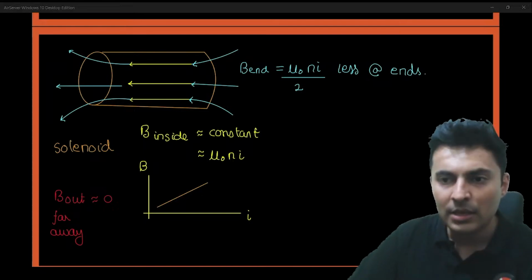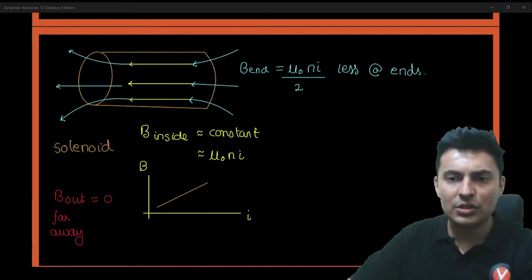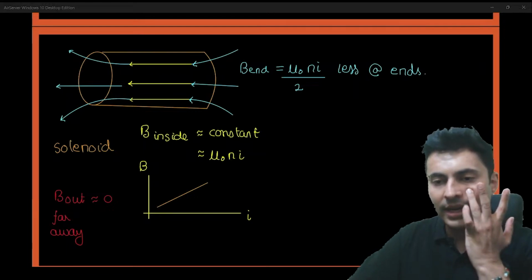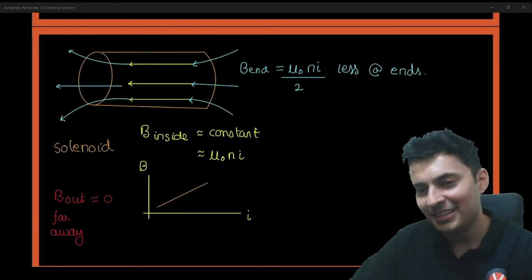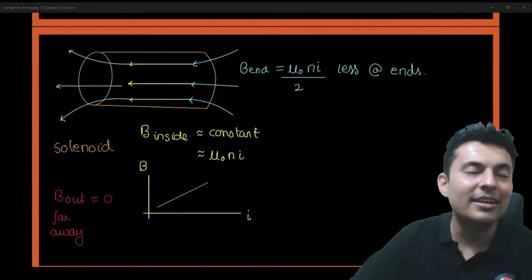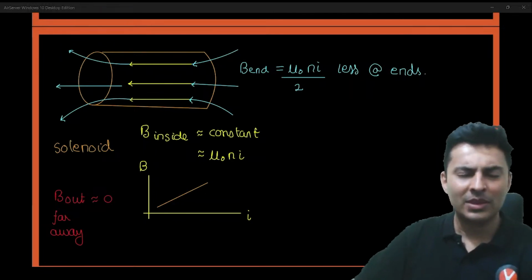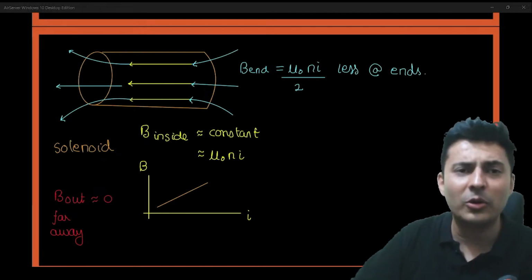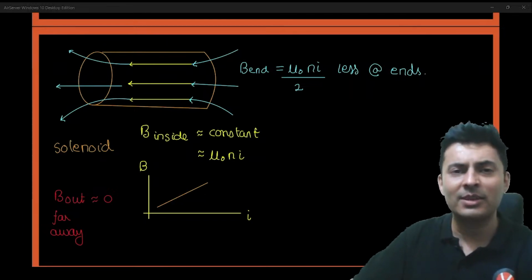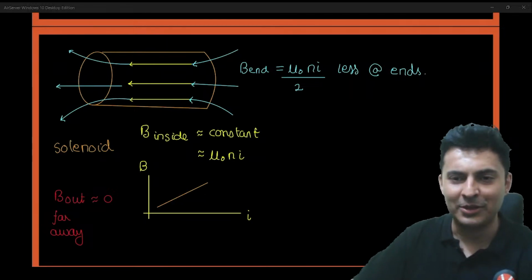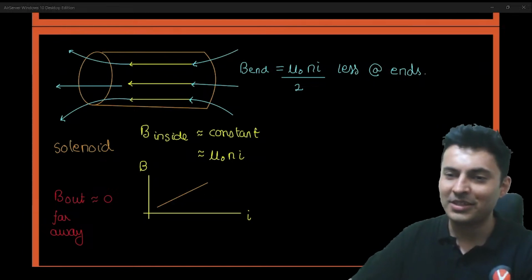What is the difference between a solenoid and an inductor? A solenoid is an inductor. An inductor is just any coil, it need not be a solenoid. Even a toroid can be an inductor, even a normal coil can be an inductor, even a square loop can be an inductor.